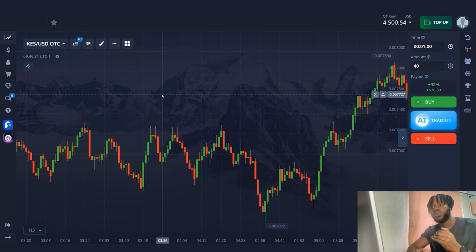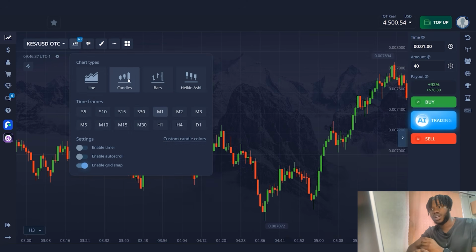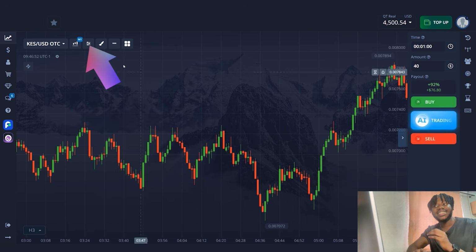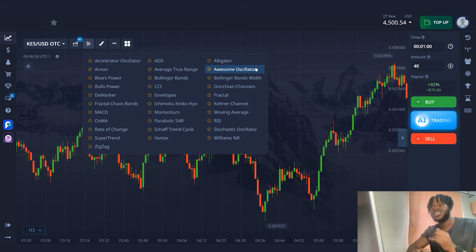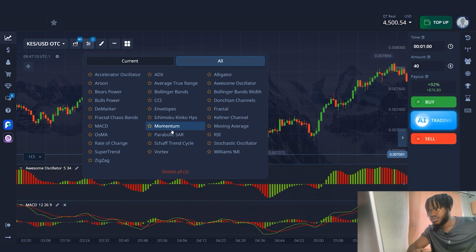This time I will be working with a new strategy. Let's quickly complete the setup and get to work. I will use the candle chart type. The time frame will be 1 minute. Now turn on the indicators. I will need the awesome oscillator, MACD, and parabolic SAR.